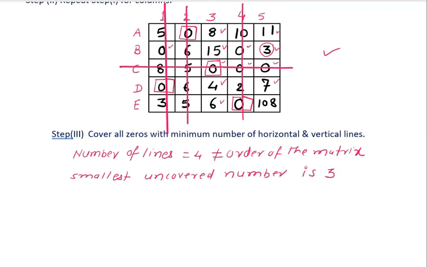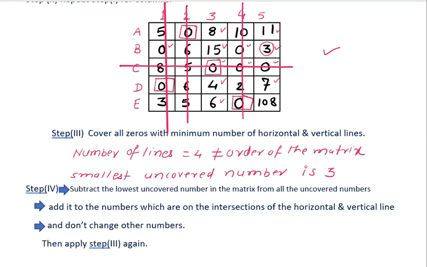Now what is step number 4? Subtract the lowest uncovered number in the matrix from all the uncovered numbers. We will subtract 3 from these uncovered numbers: 8, 8, 15, 4, 6 in the third column, and in the fifth column the uncovered numbers are 11, 3, 7 and 8. So we will subtract 3 from these numbers.